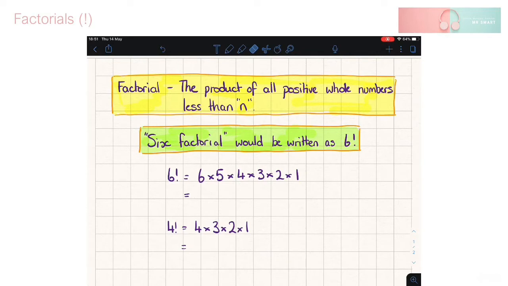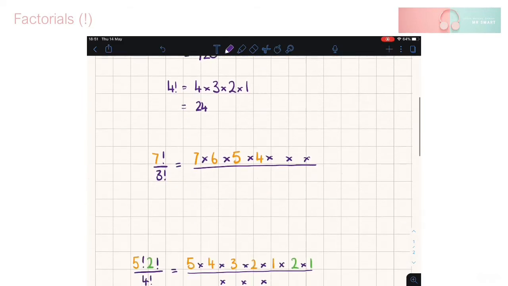So 2 examples here. 6 factorial is 6 multiplied by 5 multiplied by 4 multiplied by 3 multiplied by 2 multiplied by 1, which equals 720. And 4 factorial is 4 multiplied by 3 multiplied by 2 multiplied by 1, and the answer to that is 24. Now you might be asked to use factorial in some statistics calculations.